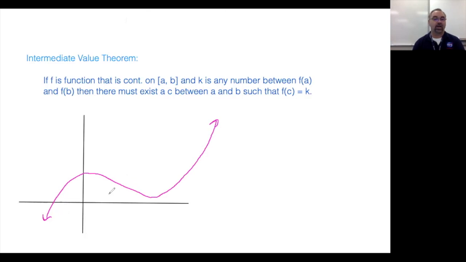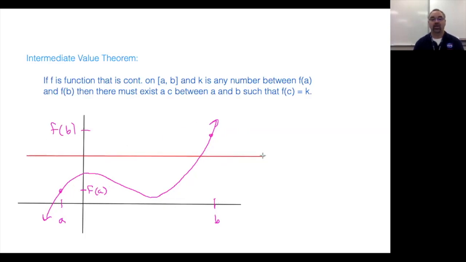Let's just have this be a over here. So there's f of a, and let's have b over here. I'm going to extend that axis a minute. So here's f of b, way up here. Pick any value between those 2 points, f of a and f of b, on the y-axis, and there has to be a value c in the interval a to b where we get that value.